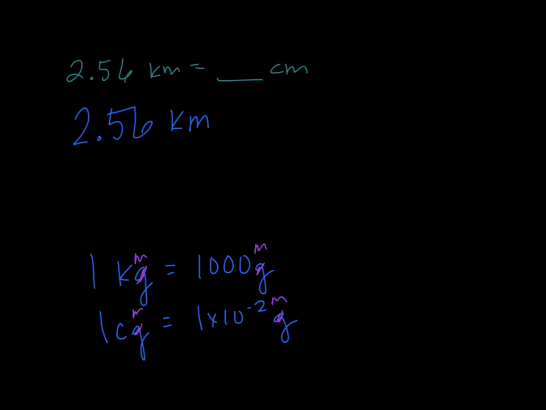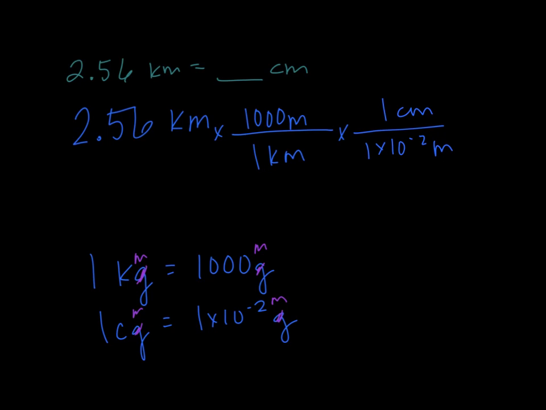Okay, so what has to come first? 1 kilometer, because I have kilometers up here, so I'm going to put 1 kilometer is equal to 1,000 meters. And then next I have to go to centimeters, so what has to go on the bottom? I need meters on the bottom, and which one of these numbers right here has the units meters? This one does. So I'm going to put 1 times 10 to the negative 2 meters is 1 centimeter. And that gets us to the unit centimeter.